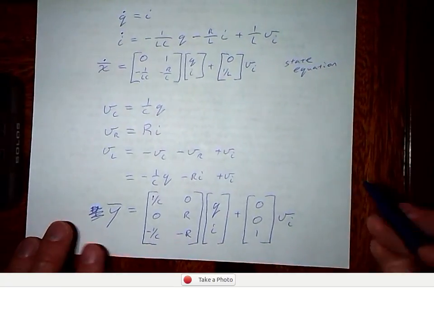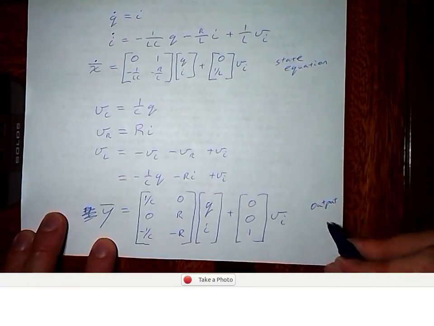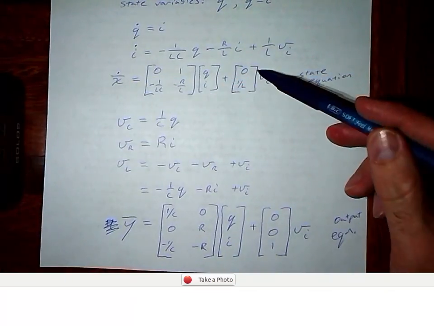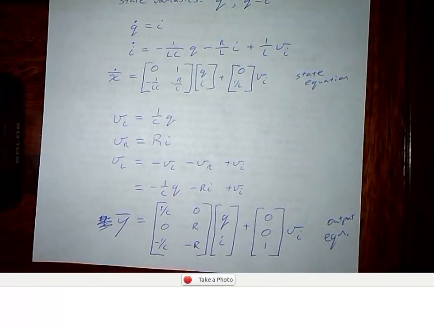So our state space representation is made up of the state equation and the output equation. So the time derivative of the state vector is given by this equation, and the output vector is given by this equation. So this video just showed some practice in applying the state space representation to different systems. We'll get to solving these equations and designing controllers later on.